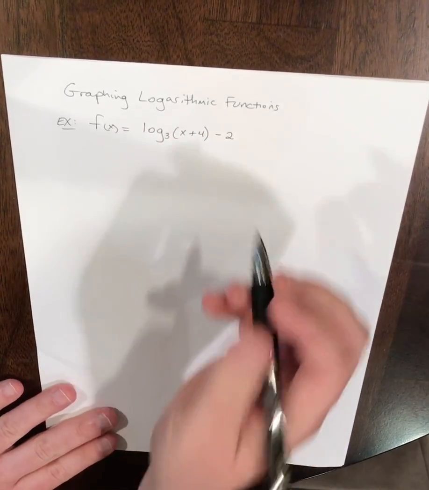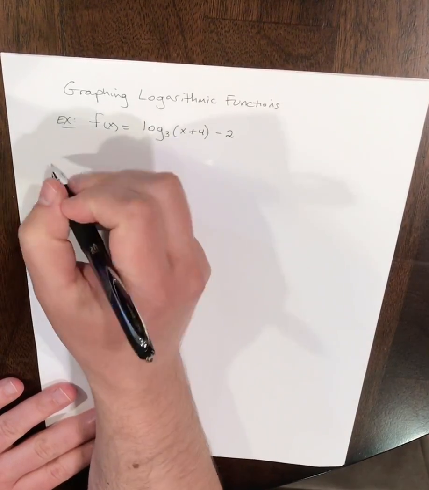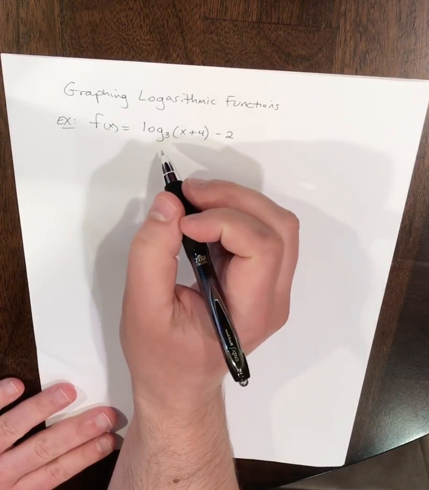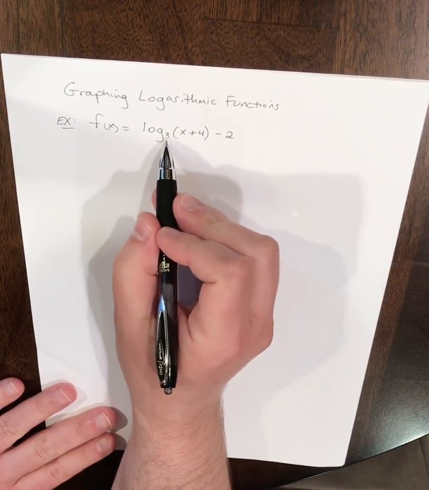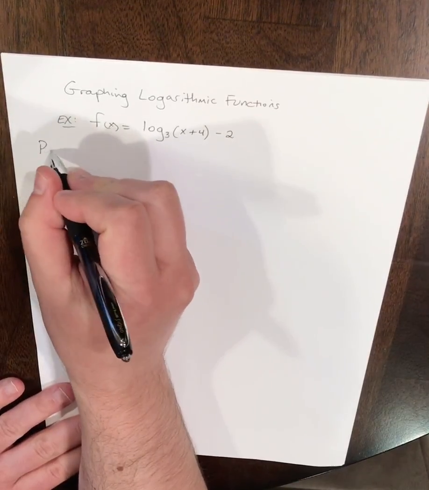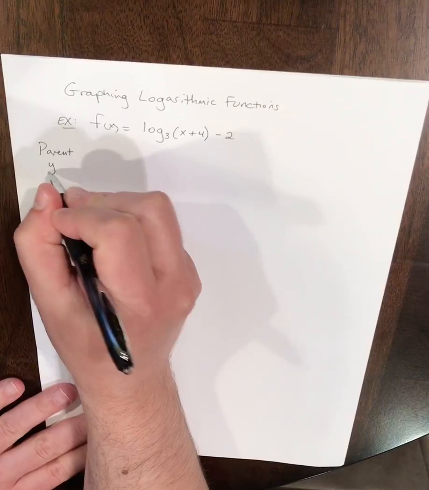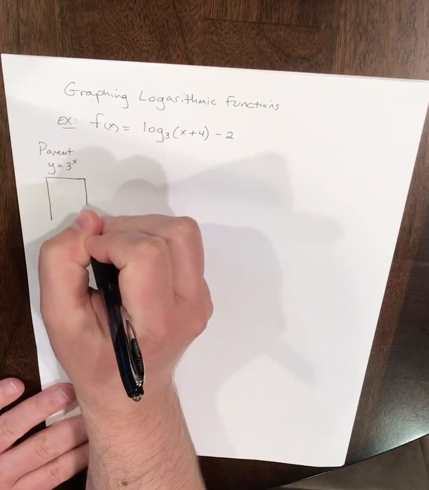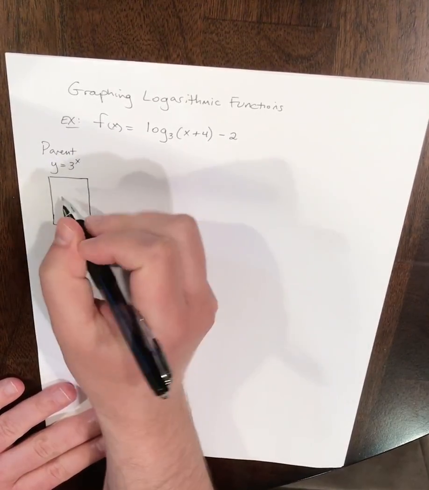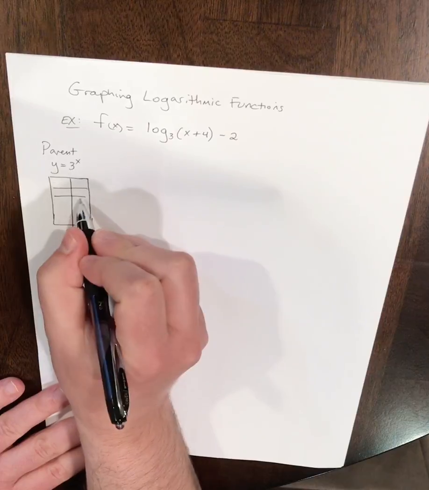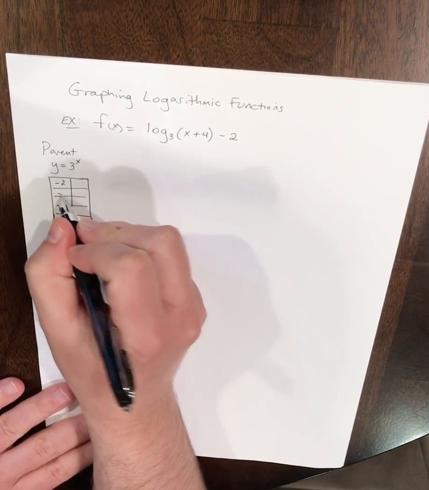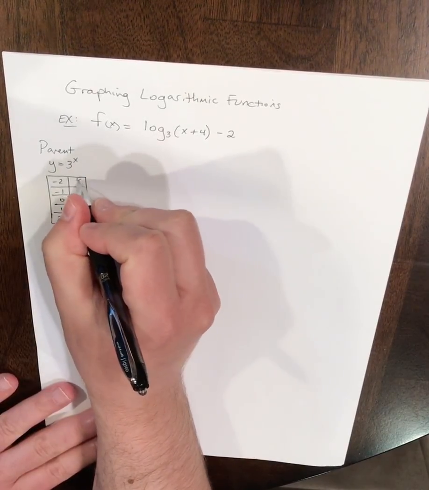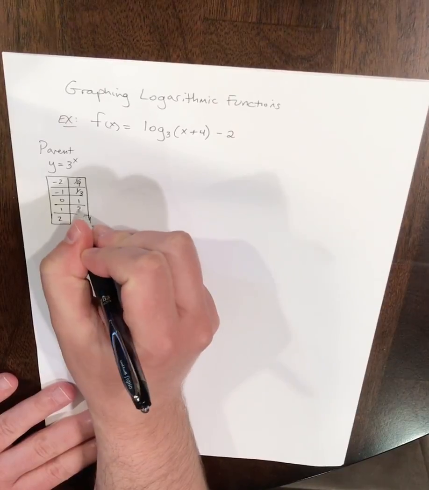Right. Now, you're going to start with the parent exponential that would correspond with this base. So this is a base of 3. So what I would like you to start with would be y equals 3 to the x. And I would like you to make a table for that, in the same style as we've been doing, negative 2 to positive 2 for your inputs. And that would give you 1/9, 1/3, 1, 3, and 9.